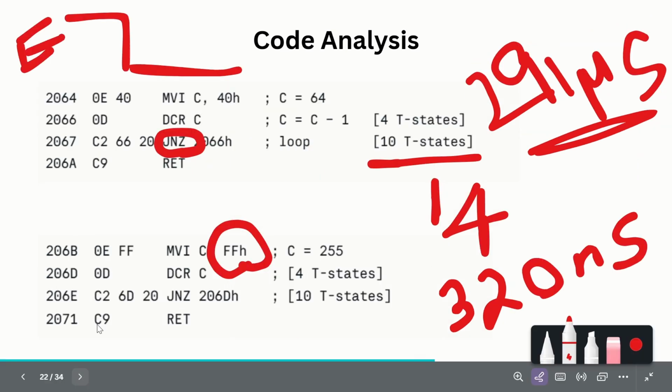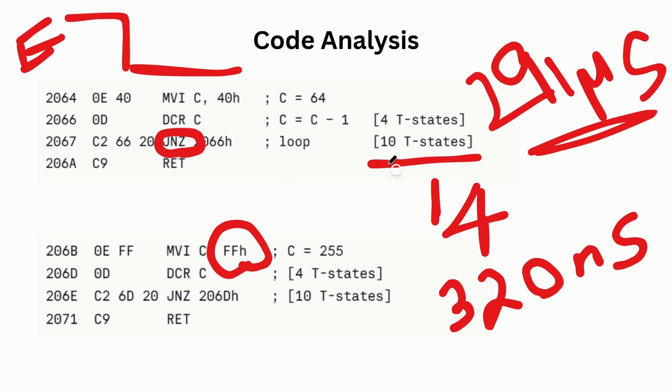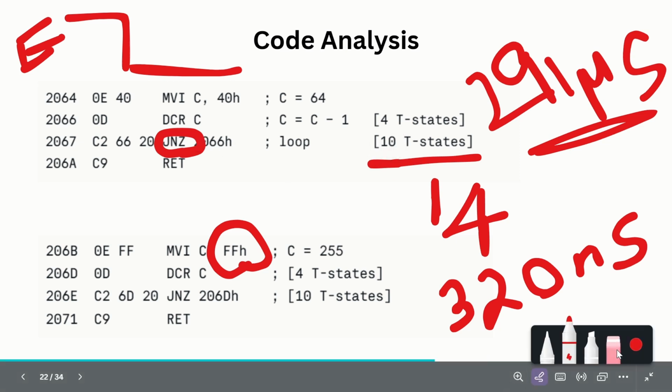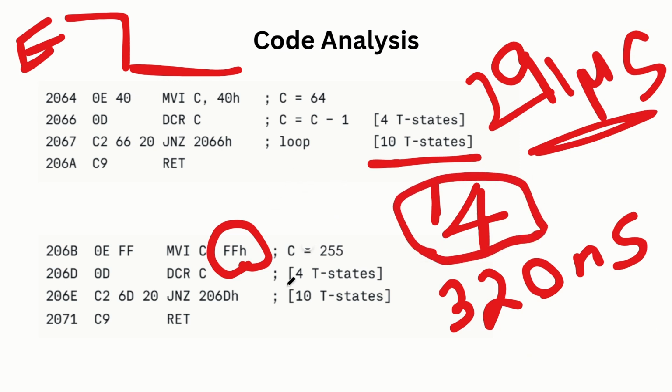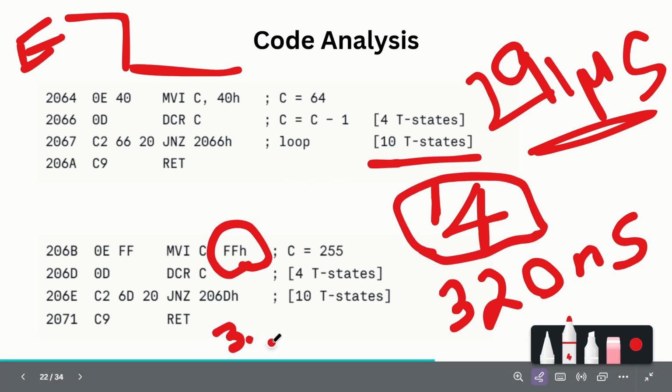So now let's see the delay subroutines. In this, 40H is loaded into register C, and then the register is decremented by 1. This takes 4 T states, and then we have a conditional jump, which goes back to the DCR C instruction. When the condition is true, this takes 10 T states, and when C equals 0, it falls through and takes 7 T states. So each loop takes about 14 T states. At 3.072 megahertz, each T state takes about 320 nanoseconds. So the delay here is about 291 microseconds. This is sufficient for the enable cycle time requirement for normal data writes.